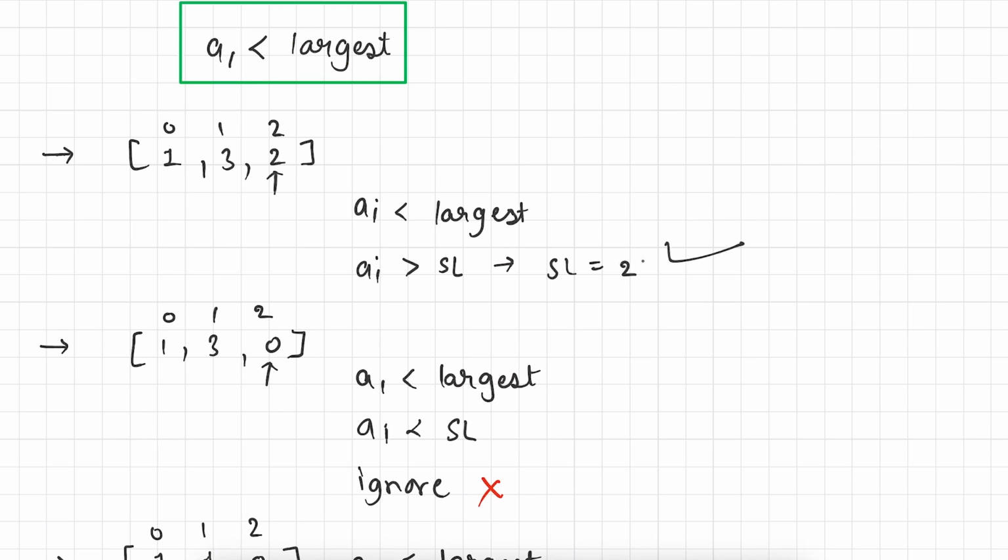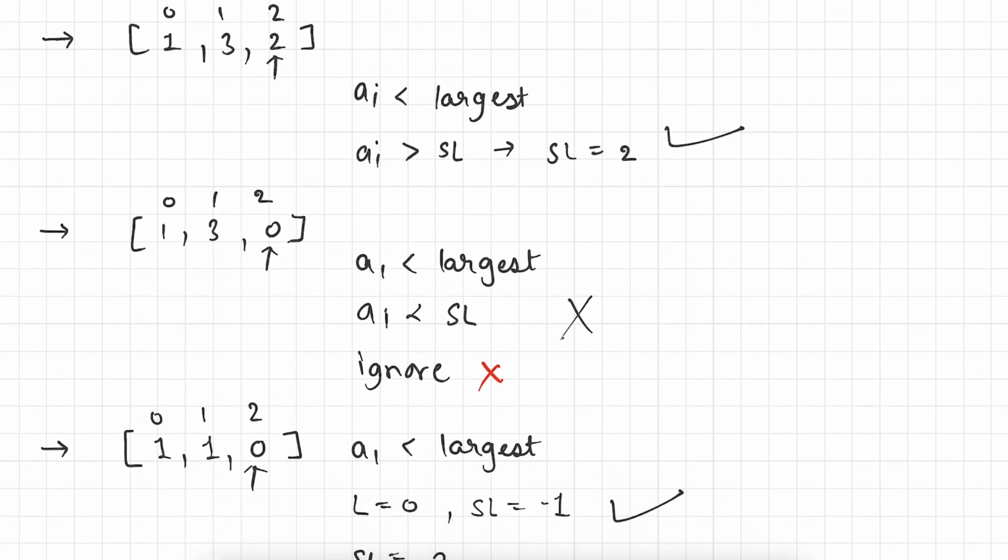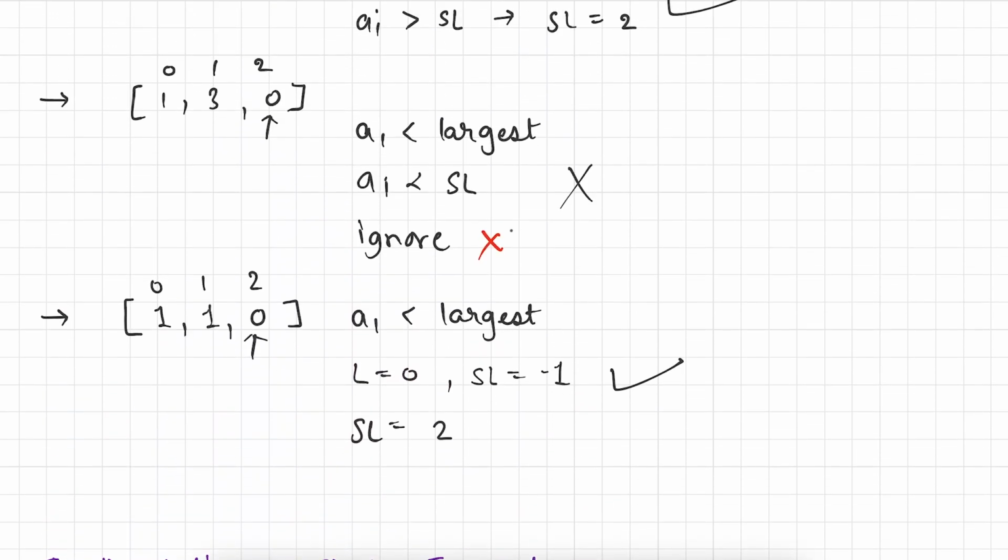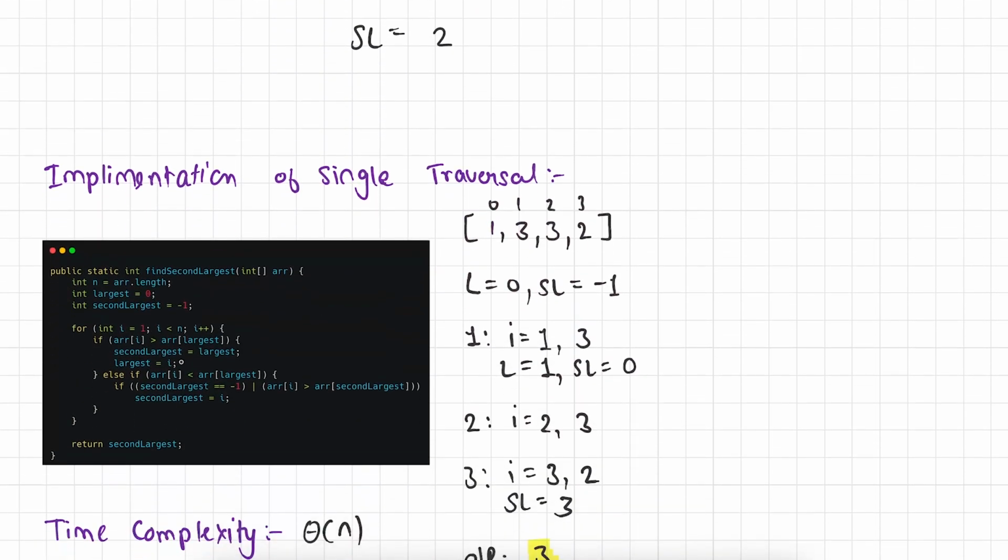And we are not handling the other condition because if we get a number that is smaller than the largest and also smaller than the second largest, we just have to ignore those numbers. That is why we are not handling this case here. So in this condition, we simply have to update the second largest to the current element we are traversing. As simple as that. And in the end, we are simply returning the index of the second largest element.